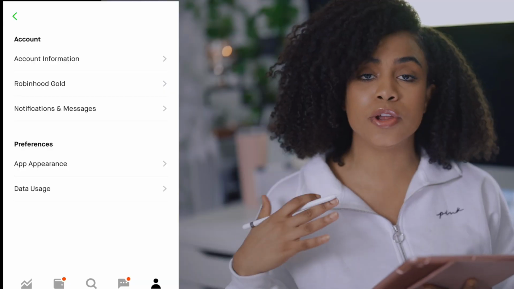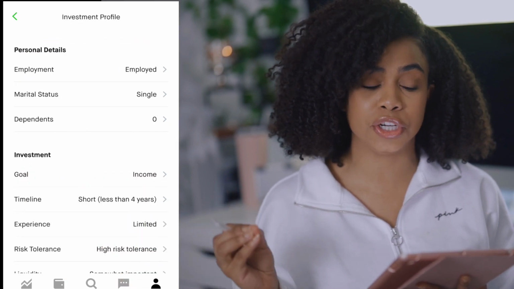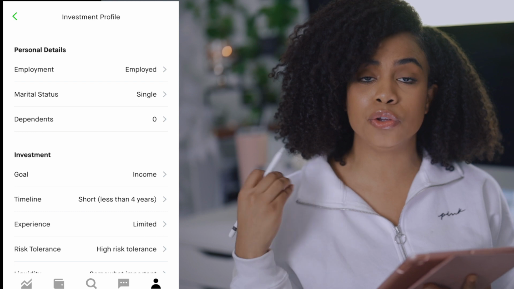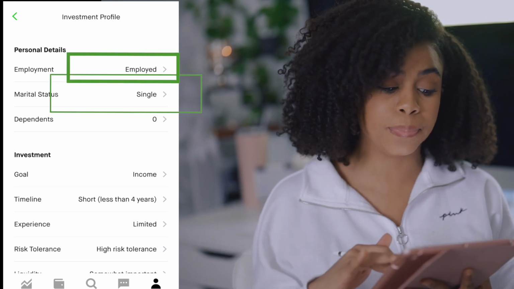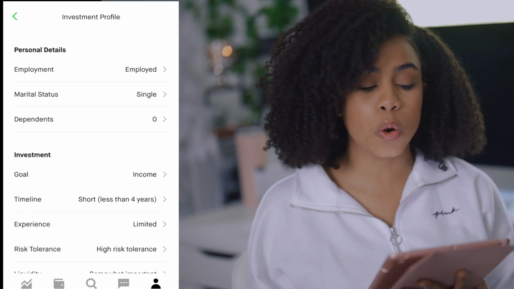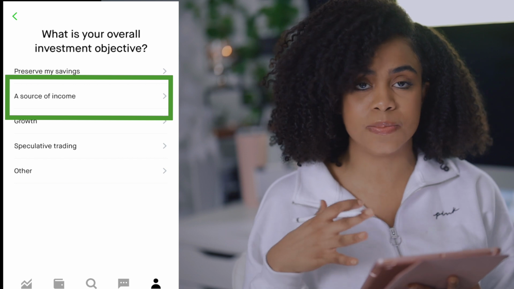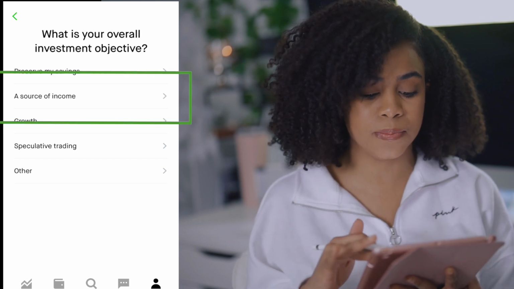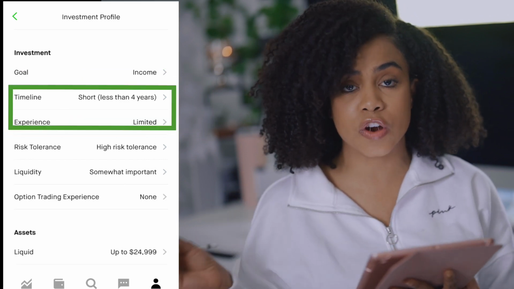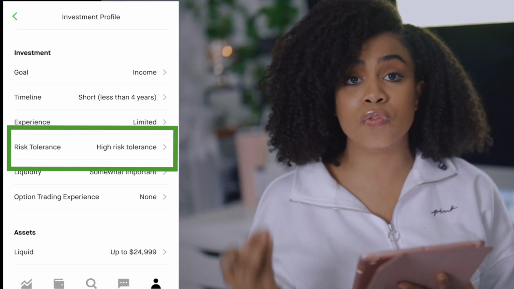When you first open up your Robinhood account, it's going to ask you to set up your account information. So obviously this includes your social security number, your employment status, your marital status. It's also going to ask you your overall investment objective. For me personally, I just want it to be a source of income. So I chose income, and then your timeline as far as your investment experience and how long you have been investing money, your risk tolerance.